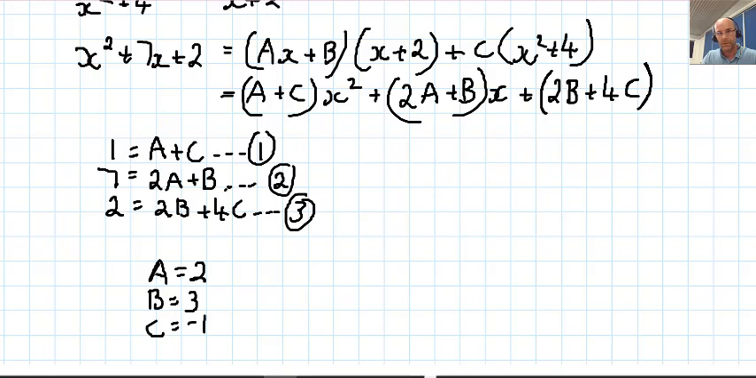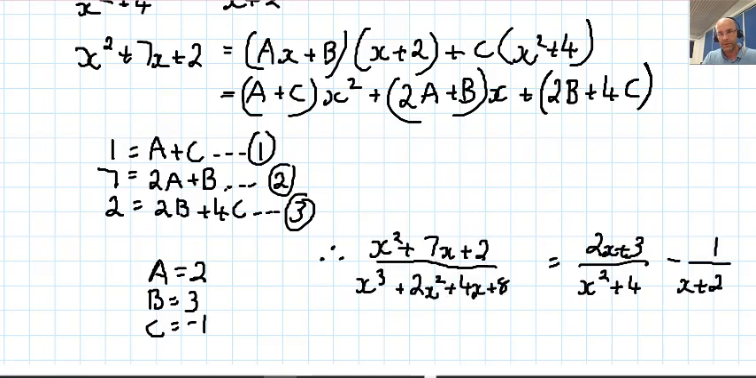When you do that, you get A equals 2, B equals 3, and C equals -1. So the final answer, expressed as partial fractions, case 3, (2x + 3)/(x² + 4) - 1/(x + 2). This was case 3.